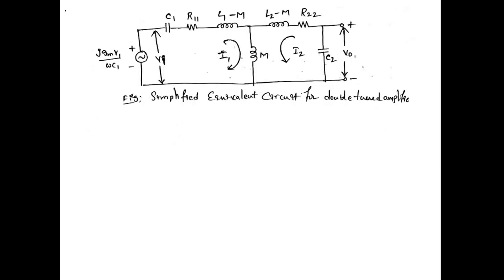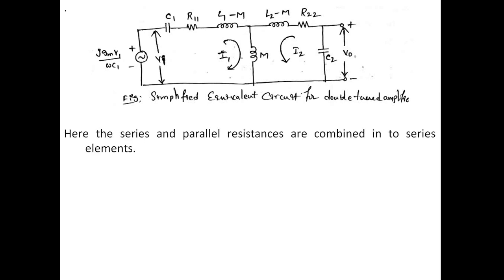Now let us see each and every parameter that has been quoted in the simplified equivalent circuit. This is the formula we know for how to convert into parallel. We have parallel and series elements.